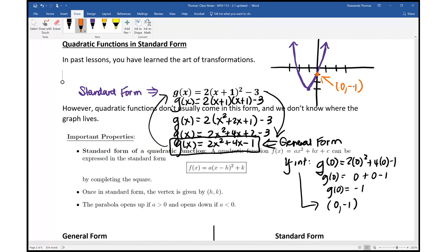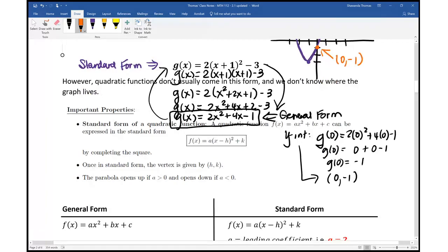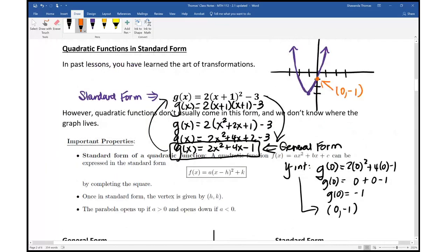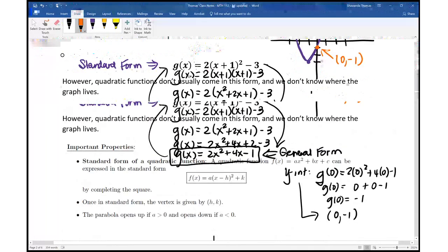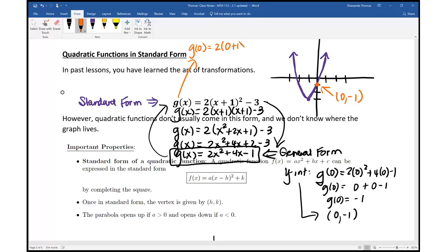Now, you could always find the y-intercept from the standard form as well. So I just want to make sure you know that. So this is the standard form. You can still plug in a 0 here. You will still get the same answer, right? So that's g of 0 equals 2 times 1 squared minus 3. g of 0 equals 2 times 1, which is 2, minus 3. g of 0 equals negative 1. Same thing.